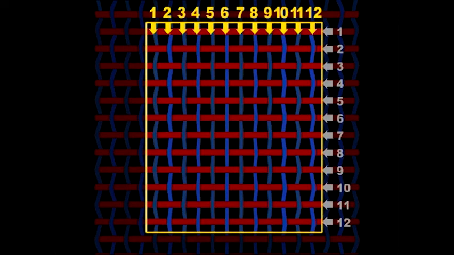The number of threads per inch for the warp yarns is referred to as the sley, ends per inch, or warp count. In this illustration, there are 12 threads per inch.